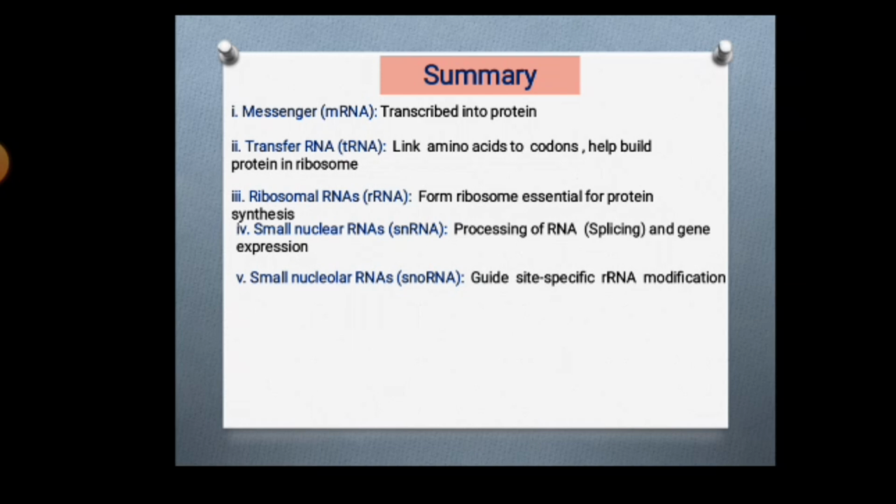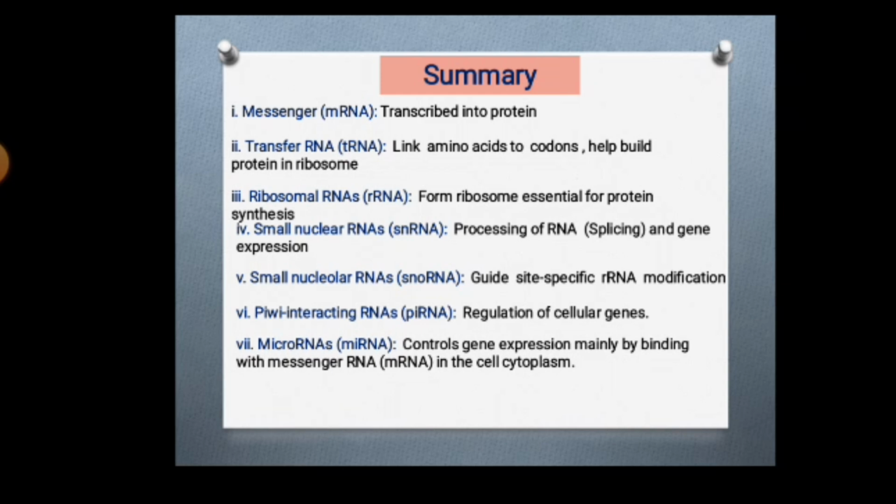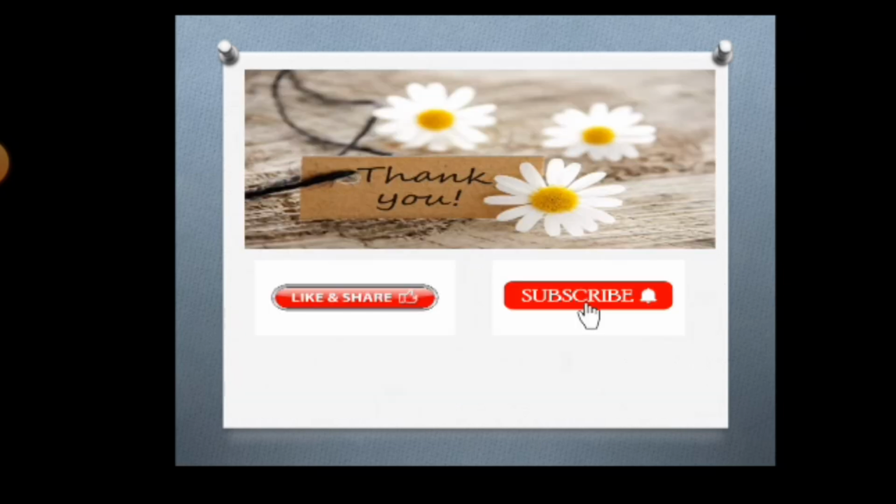It guides site-specific rRNA modification. Next is PIWI-interacting RNA, that is piRNA. piRNA helps in regulation of cellular genes. Next is microRNA, that is miRNA, which is very important. It controls gene expression mainly by binding with the messenger RNA, that is the mRNA, in the cell cytoplasm. Last one is the long non-coding RNAs. It regulates gene expression and other cellular processes. These are all about the functions of different types of RNA.